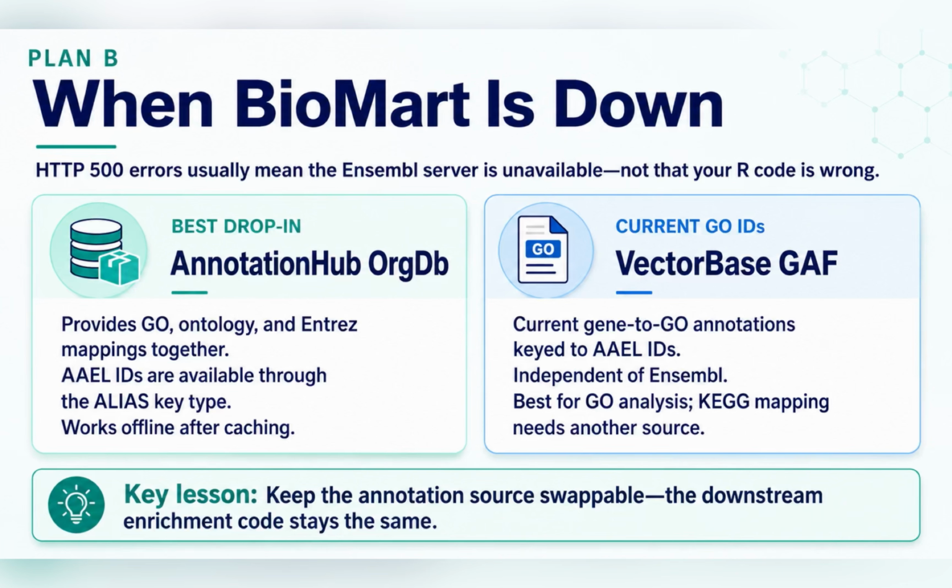So, this is the complete idea behind our BioMart workflow. We first identify the correct dataset, retrieve the required annotation, prepare separate lookup tables for GO and KEGG, and then use these tables in clusterProfiler. Now, let's begin running the R script step by step.